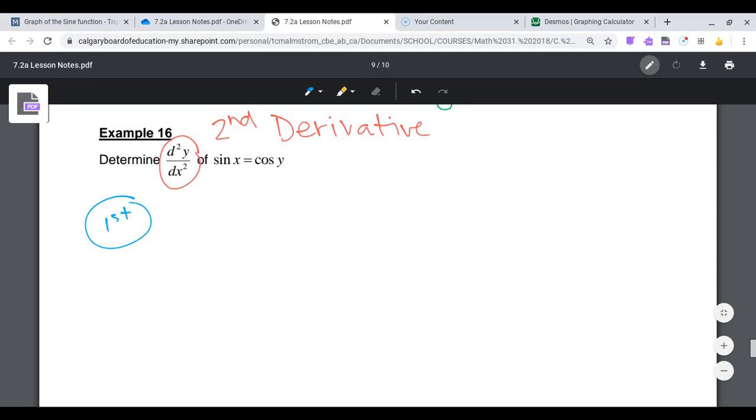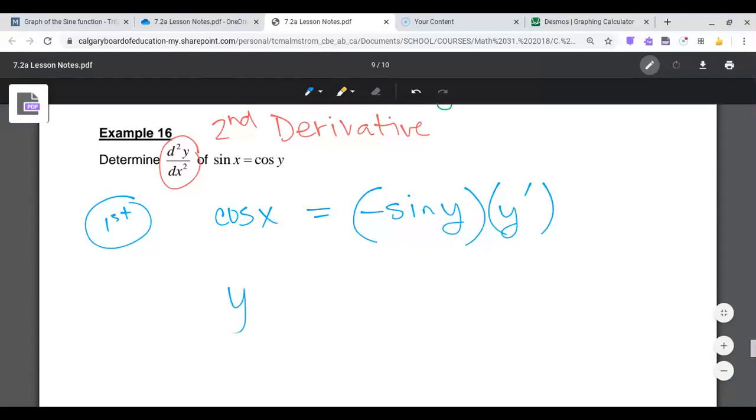When we do the first derivative, the derivative of sine is cos, and the derivative of cos y, so there's that y, there's an alarm going off in my head, I have to do implicit. The derivative of cos is negative sine of the argument y followed up by the derivative of the inside, y prime. And so here's the answer to the first derivative. y prime is equal to cos x divided by negative sine y. That's my first derivative's answer.